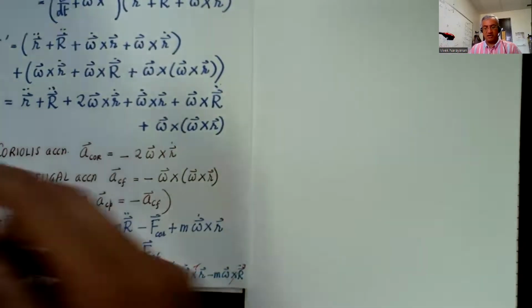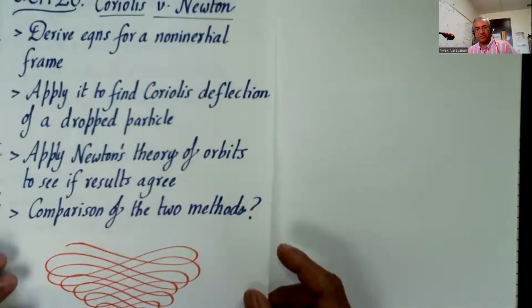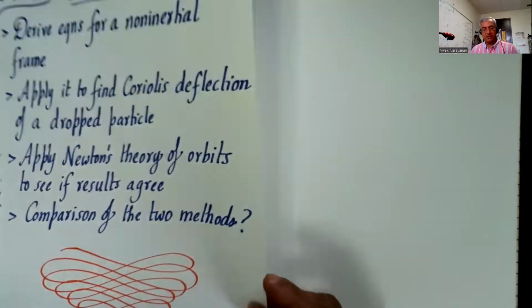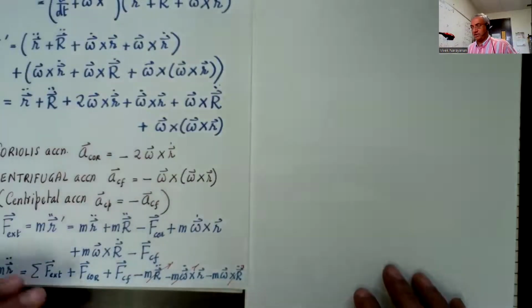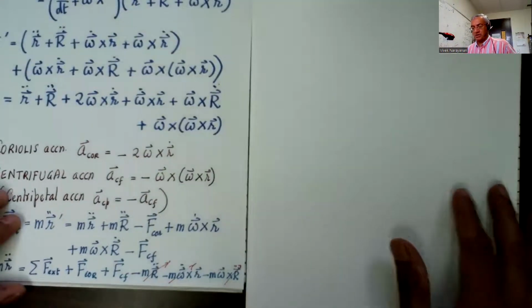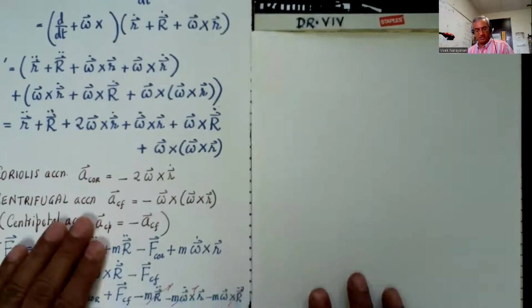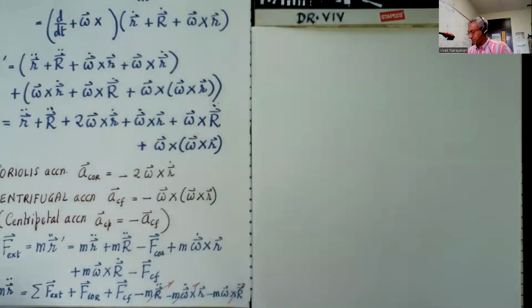So in our agenda, it's item number 2. Apply it to find a Coriolis deflection of a dropped particle. That's the thing we're doing next. So Coriolis's computation begins with drawing a picture of the Earth. Let's do that.